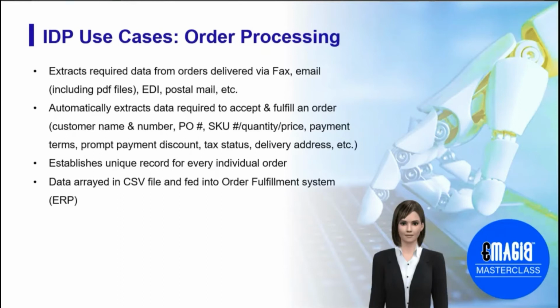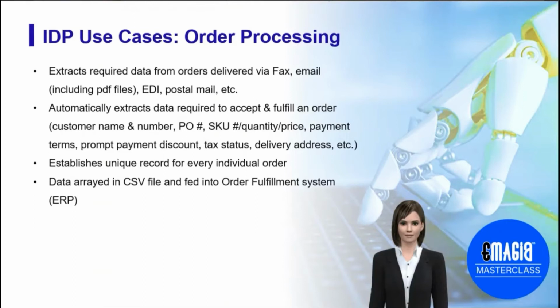significant absolute number. So boom, we get an order, we want to fill it, we want to fill it accurately, we want to fill it quickly. There's essential data we need to get. And here again, IDP extracts that data from whatever format the order comes in on and puts it in the file, which is then fed into the order fulfillment system, which is basically your ERP. And here again, it automatically extracts the data required to accept and fulfill an order. I've listed a few of those data elements here. Again, it's probably in the 15 to 20 element range for every item.